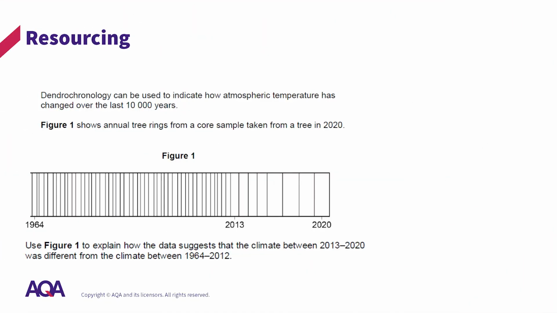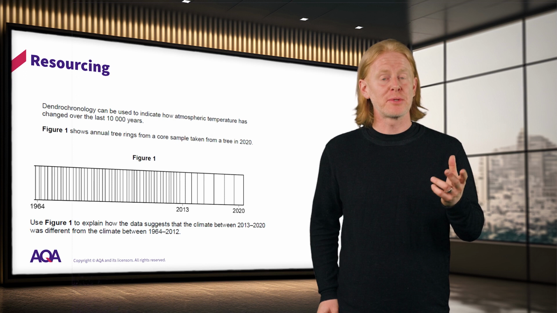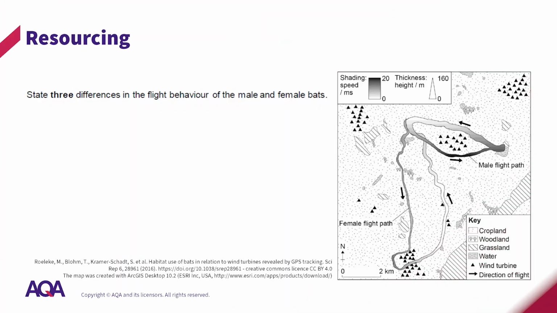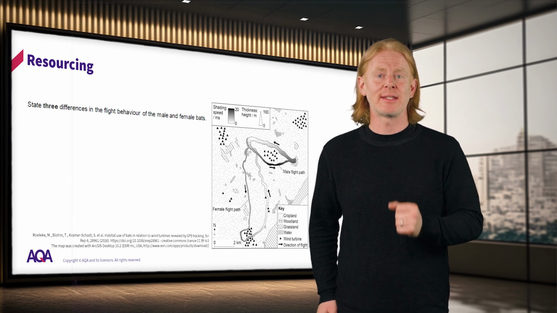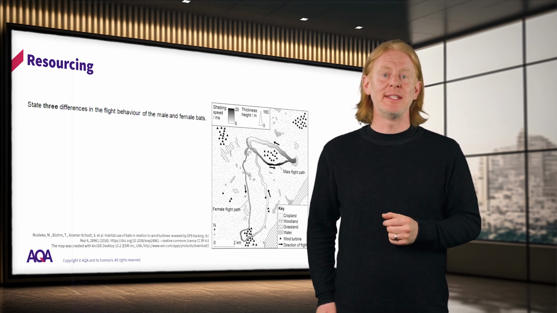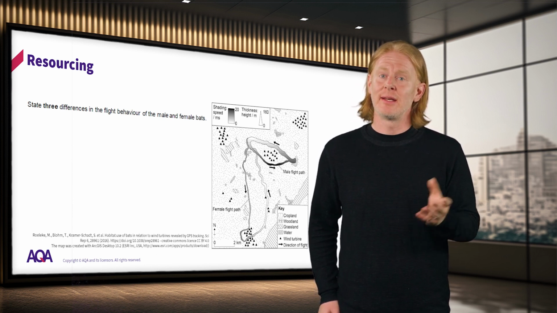As an example, this question asks students to compare the period of 1964 to 2012 and 2013 to 2020. For this reason, only these dates appear in the figure, which helps students focus the question. This second example is a more complex resource from paper 2, looking at the flight behaviour of bats over different areas of land use. Although this is a complicated resource, including information on speed and height, it gives students plenty of opportunity to state 3 differences in the flight behaviour of the male and female bats, as dictated by the question.